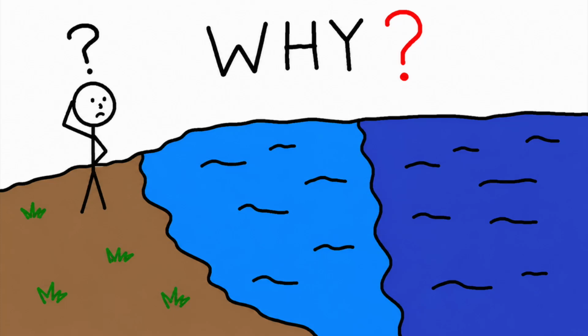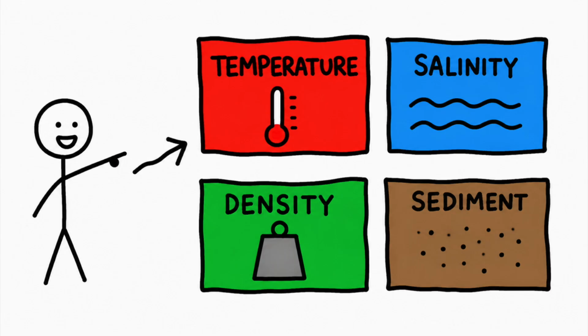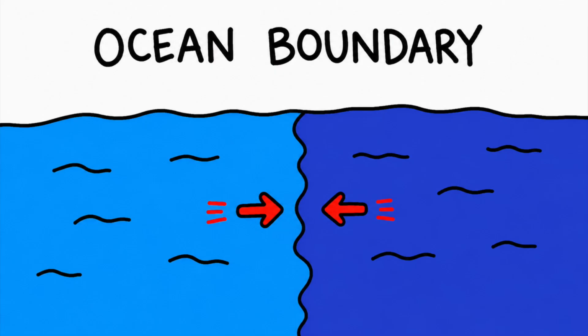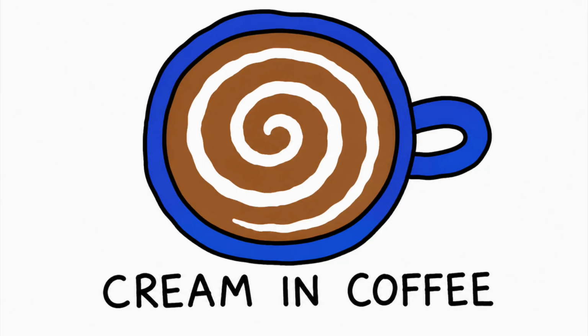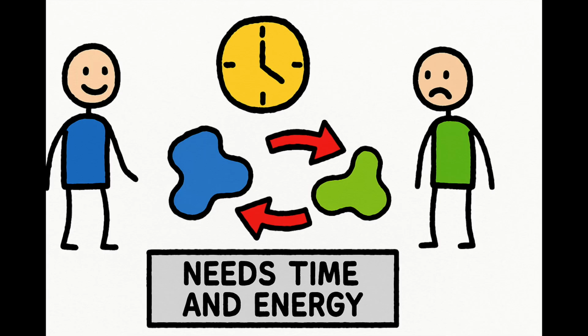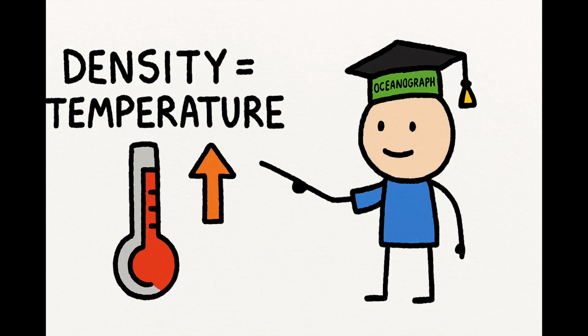Why different ocean waters don't immediately mix. Water masses in the ocean can differ in several important ways, such as temperature, salinity, density, sediment content, or biological composition. When two water masses meet, these differences can create visible boundaries known as fronts. Similar to the way that cream swirls in coffee, rather than instantly becoming uniform, ocean waters require time and energy to mix. Density is the key factor.